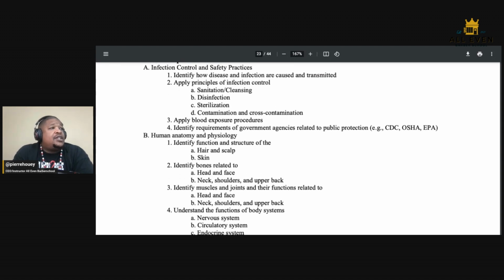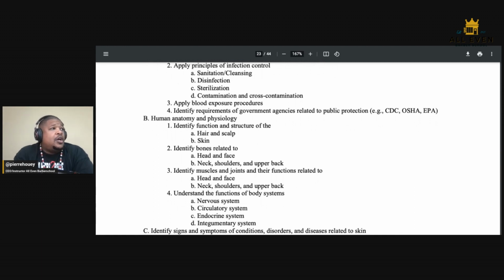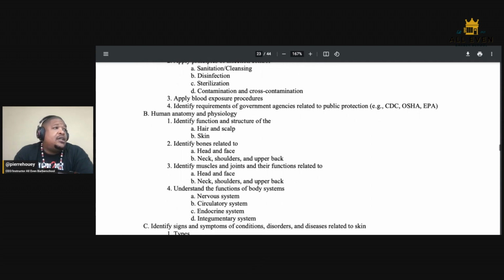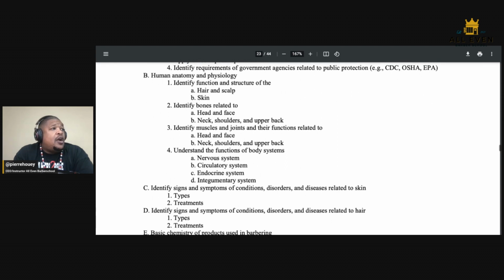So A, infection control safety practices. What are they looking for within that one? 1, identify how disease and infection are caused and transmitted. 2, apply principles of infection control, those being sanitation, cleansing, disinfection, sterilization, contamination, and cross-contamination. 3, apply blood exposure procedures. I'm right here, y'all. If you're trying to keep up, I'm at the top of the page. 4, identify requirements of government agencies related to public protection. That is the CDC, OSHA, and EPA. They left off FDA, but that's usually maybe one question, if not 2 out of 110.